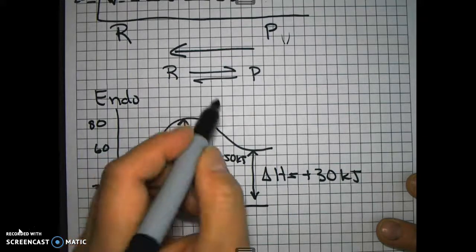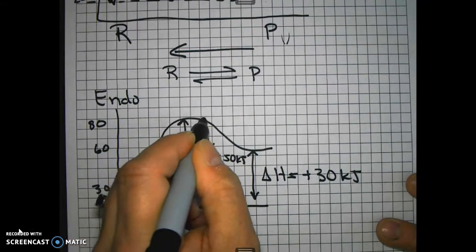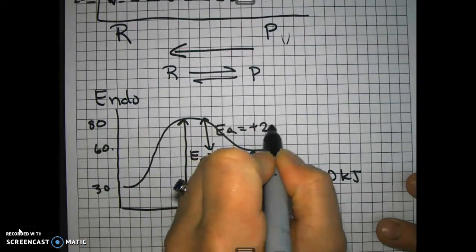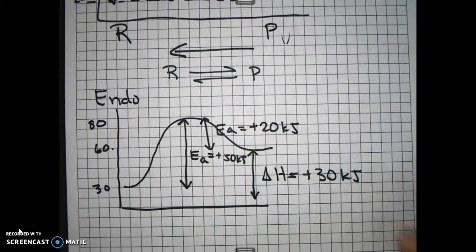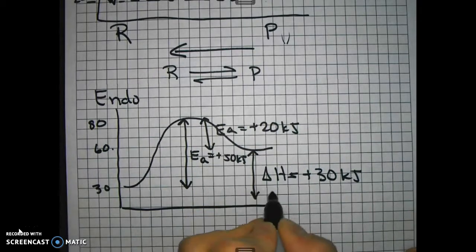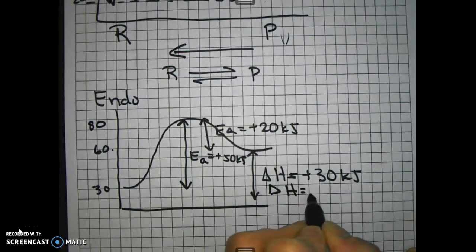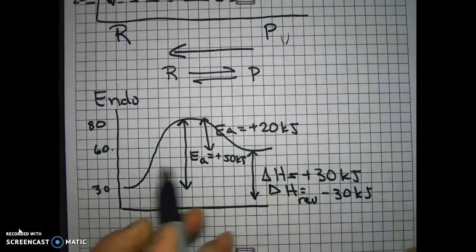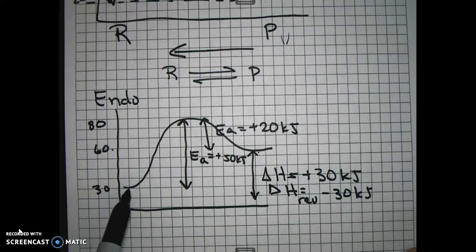In the reverse, the activation energy is only 20 kilojoules. Activation energy in the reverse, or I'm sorry, the enthalpy in reverse, again, no difference in value, just a difference in sign. So to go from here to here, we're losing energy. To go from here to here, we're gaining energy.